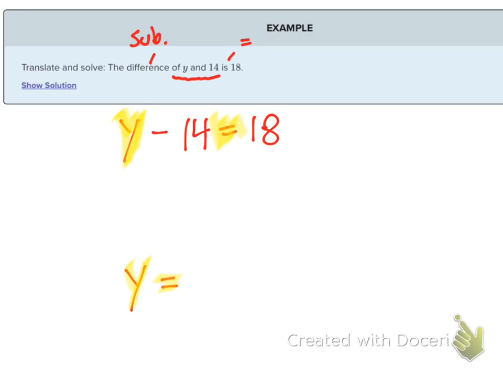Excellent. Yes, we add 14 to each side once again. Notice, I put it on each side. Plus 14 equals plus 14. The negative 14 and the positive 14 cancel out. Look, now there is nothing standing between our y and our equal sign. And then we add 18 plus 14, which gives us 32. So y equals 32.